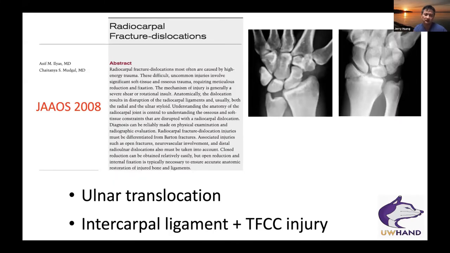So I kind of alluded to this earlier, a great review article, a little shout out to Dr. Elias and Dr. Mughal. These are oftentimes not a fracture dislocation of the radiocarpal joint only. It's oftentimes a combination injury. You could have intercarpal ligament injury, scapholunate, LT ligament injury, and TFCC injury as well. We're not talking about just dorsal and volar translation. Oftentimes you have ulnar translocation of the entire carpal complex as well.